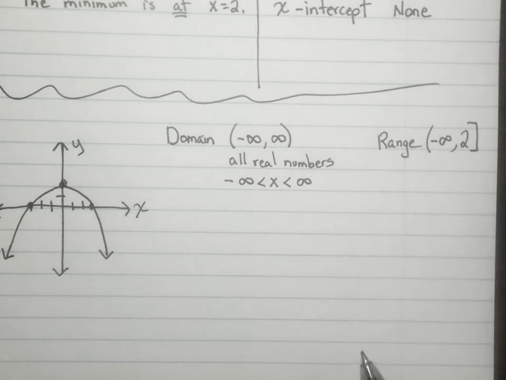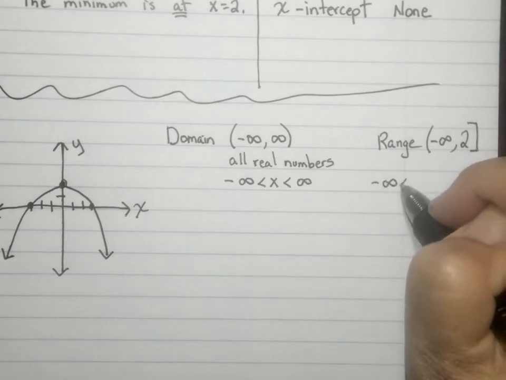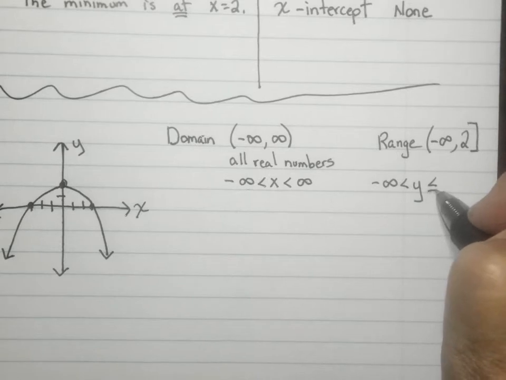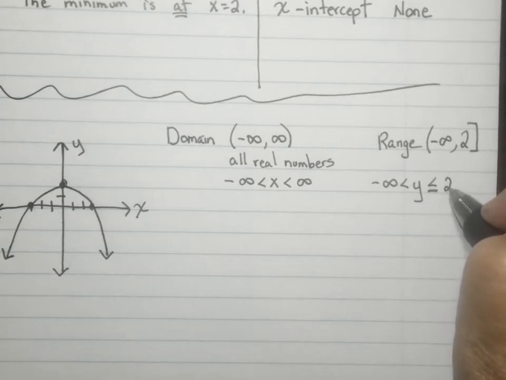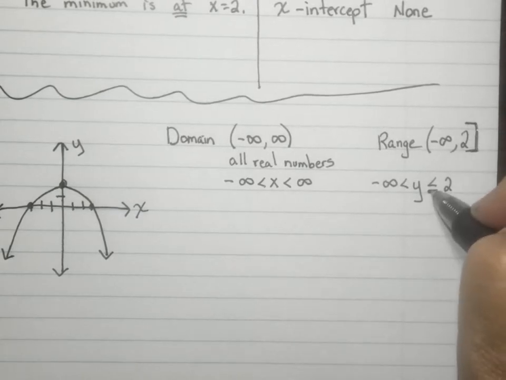And so we're going to write that in inequality notation. Negative infinity is less than y, which is less than or equal to 2. Equal means there's a bracket. Bracket means it's equal.